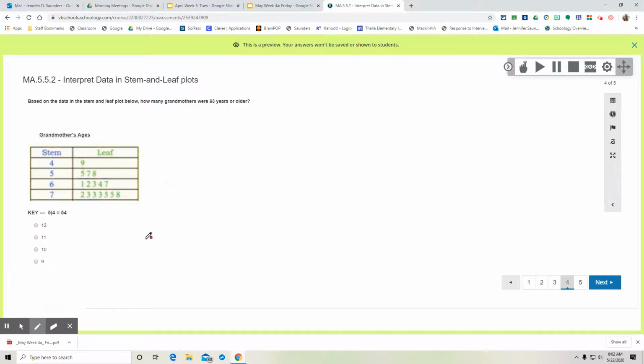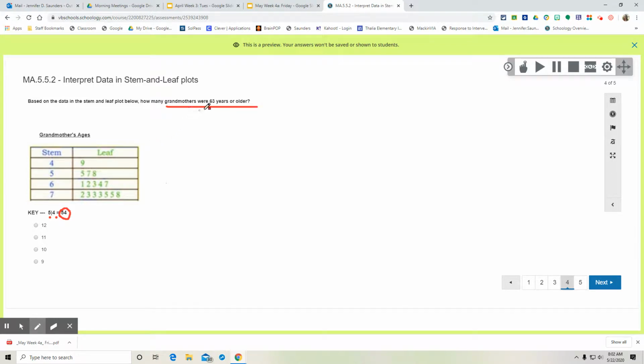For number 4, based on the data in the stem and leaf plot below, how many grandmothers were 63 years or older? So this time, grandmas who are 63 and older than that. So we are counting the 63-year-old grandmas, if there are any. Checking out my title, Grandmother's Ages, and I look at my key. Again, we have 5 in the 10 spot and 4 in the ones to make the number 54. Therefore, all these stems are in the tens position of a number. All the leaves are in the ones position.